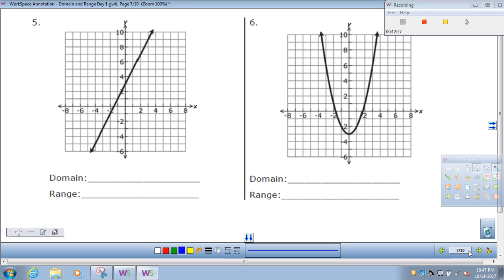And we're going to do 2 more, just real quick. This is going to be an easy one because furthest left, furthest right, this is all real numbers. Got my arrows. And then furthest down and furthest up, I have arrows. So this is all real numbers.